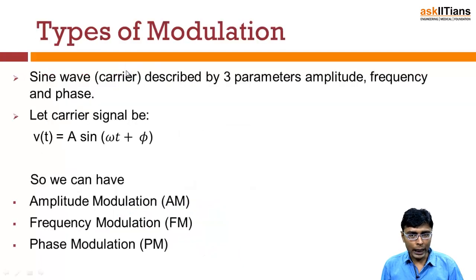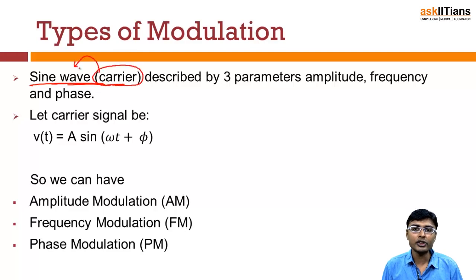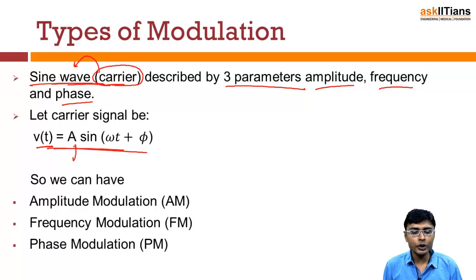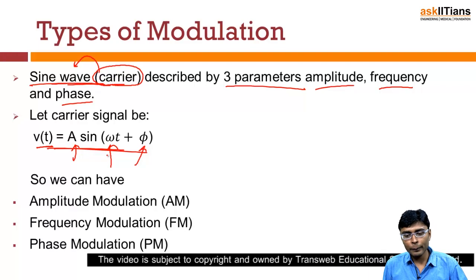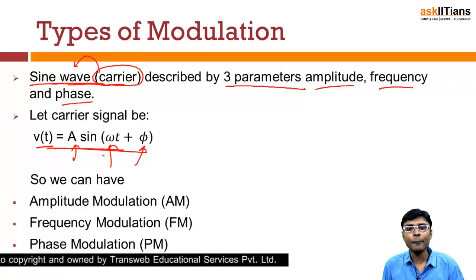Let's see what the types of modulation are. First of all, consider a sine wave or a carrier wave. For the purpose of the carrier wave, we choose a sinusoidal wave. A sinusoidal wave can be described by three parameters: amplitude, frequency, and phase. If we take any sine wave, it will have an amplitude A, a phase phi, and an angular frequency omega. So there are three parameters by which a sinusoidal wave can be defined.